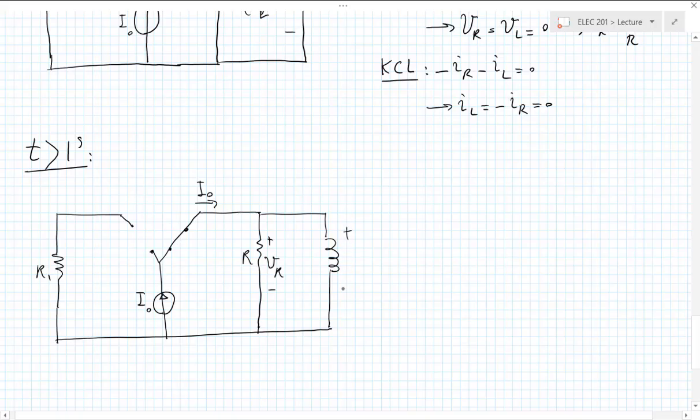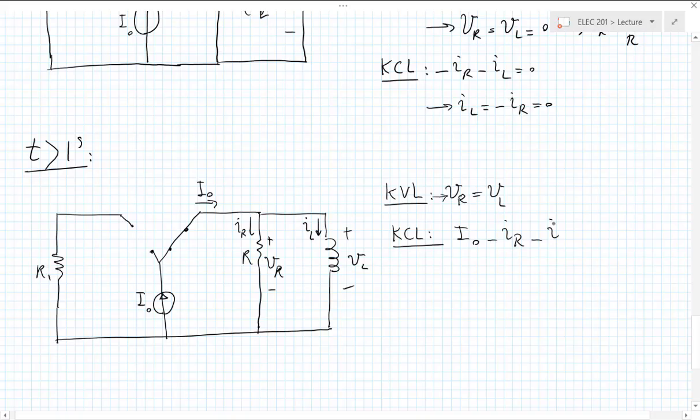And again, I have VR and VL, which are equal. And I have IR and IL. OK? So again, my KVL is the same as before and gives me VR equals VL. My KCL, on the other hand, has changed, because now I have I naught going in and still IR and IL leaving. So the sum of those two is I naught.